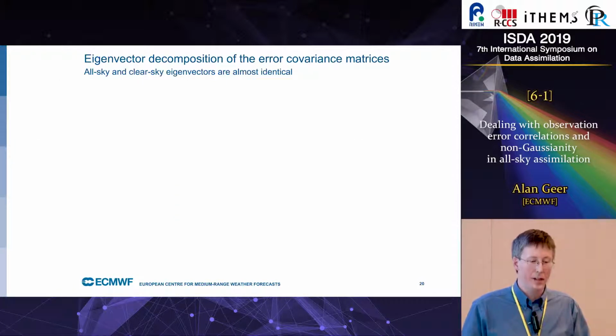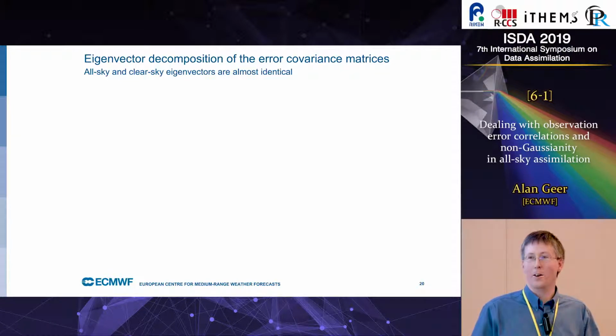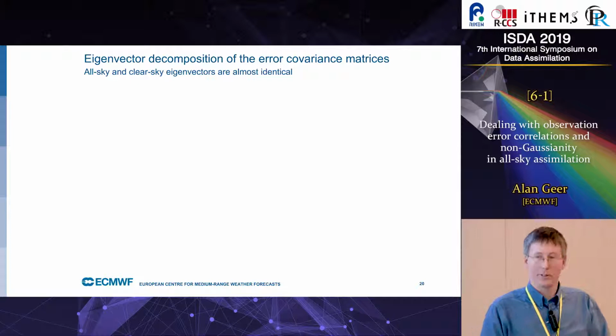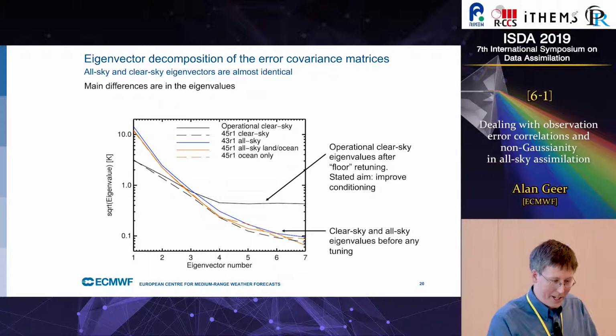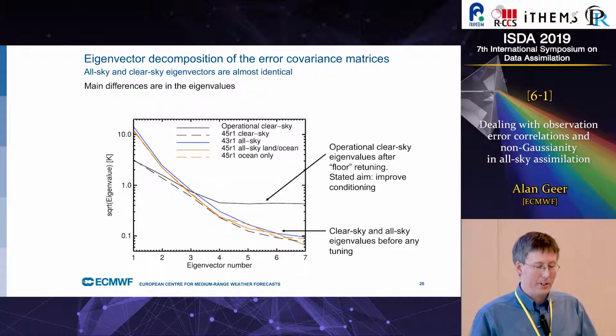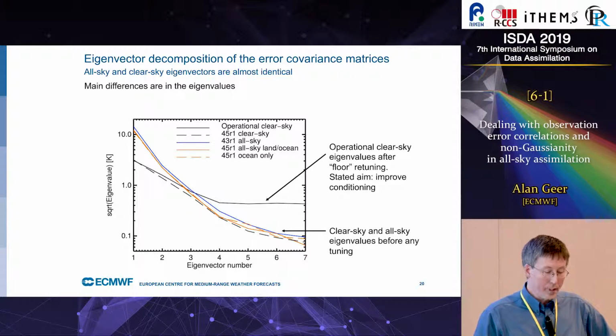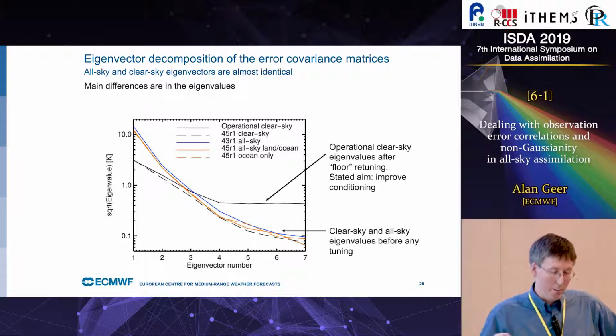So to understand how this works, we think about the eigenvector decomposition of this error covariance matrix. And you compare those two, now not correlation, but covariance matrices. You look at the eigenvectors, and you compare the all-sky and the clear sky. The eigenvectors are almost identical, which is very interesting. The main difference is in the eigenvalues. And this shows a number of different eigenvalues from different covariance matrices I've computed. This is just for these 7 channels, so there are 7 eigenvectors. And the operational clear sky is a solid line. It has this floor retuning, so the eigenvalues don't go lower than about 0.6. This was done with a stated aim of conditioning, but I think it's more important than that, as I'll show you in a moment.